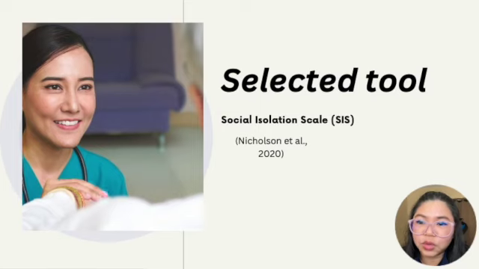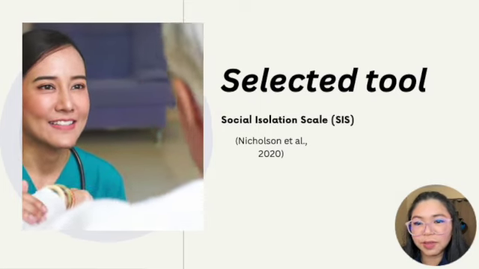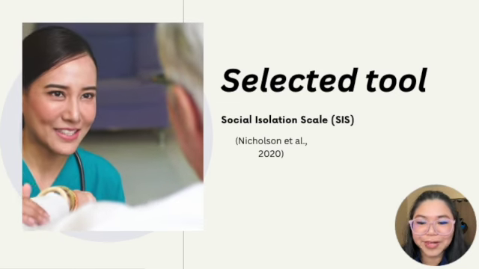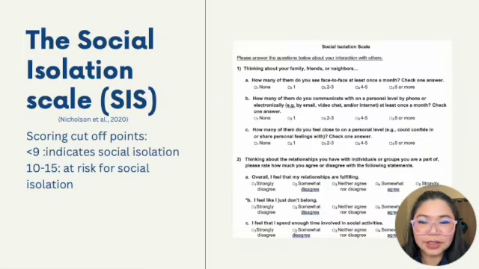For my selected tool, it is called the Social Isolation Scale, or SIS, developed by Nicholson et al. in 2020. This is the sample SIS questionnaire. The scoring cutoff points: less than 9 indicates social isolation, and 10 to 15 is risk for social isolation.